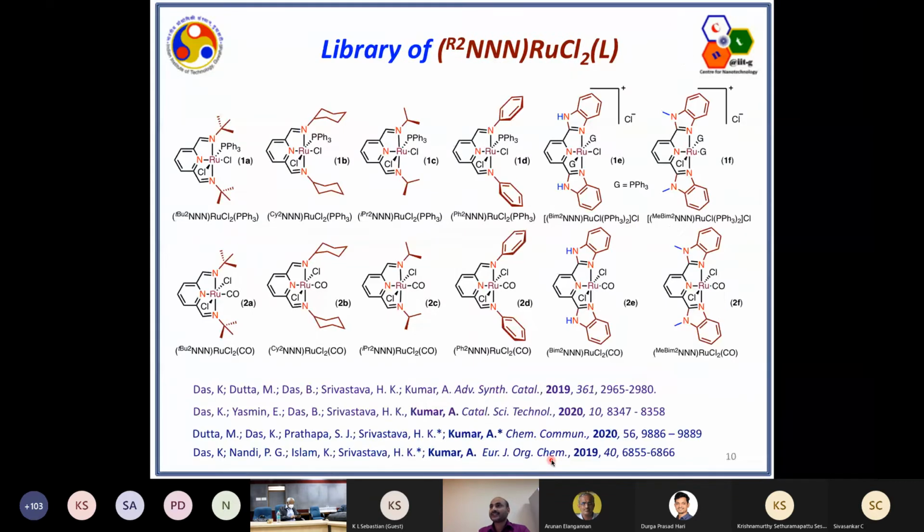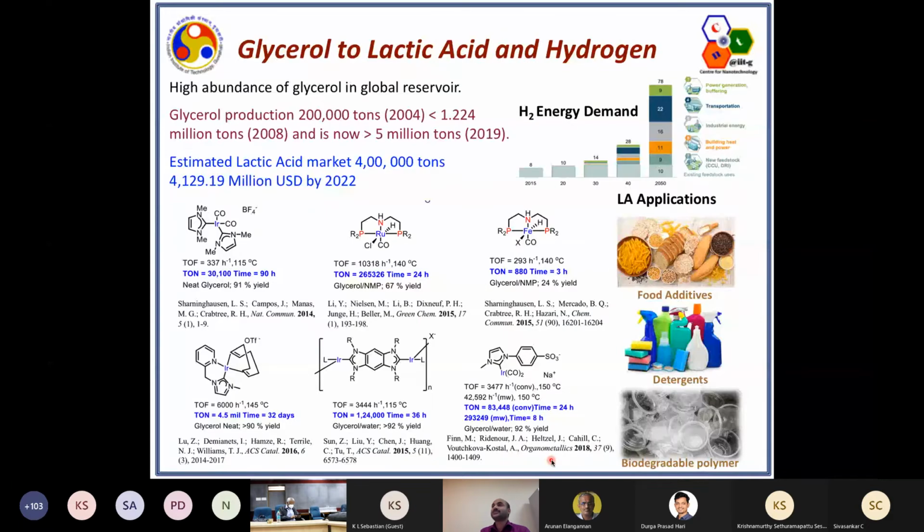Now, I would go straight away to the work. We now have access to a large library of pincer ruthenium complexes, and these complexes we have used for the transformation of glycerol to lactic acid. Now, why glycerol? Glycerol is highly abundant, not only because it is obtained from certain fermentation processes, but also because with the moving away from fossil-based fuels, the focus is now on biodiesel, and in biodiesel, glycerol is an inevitable byproduct.